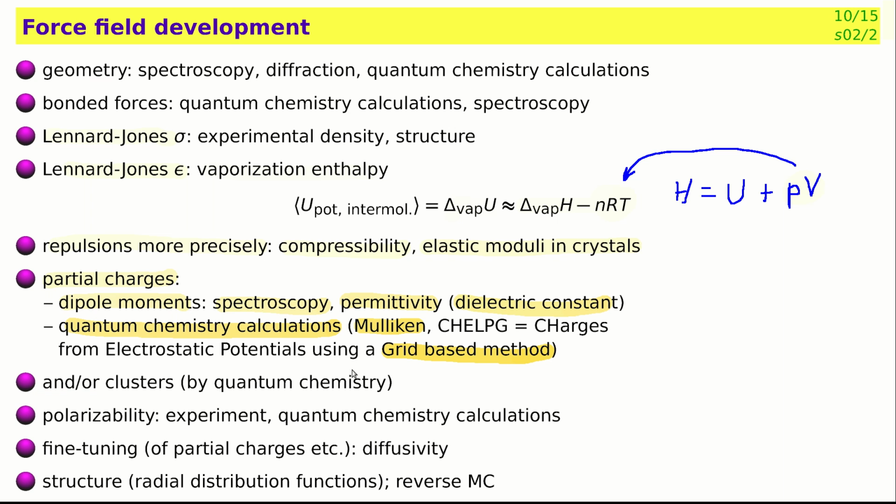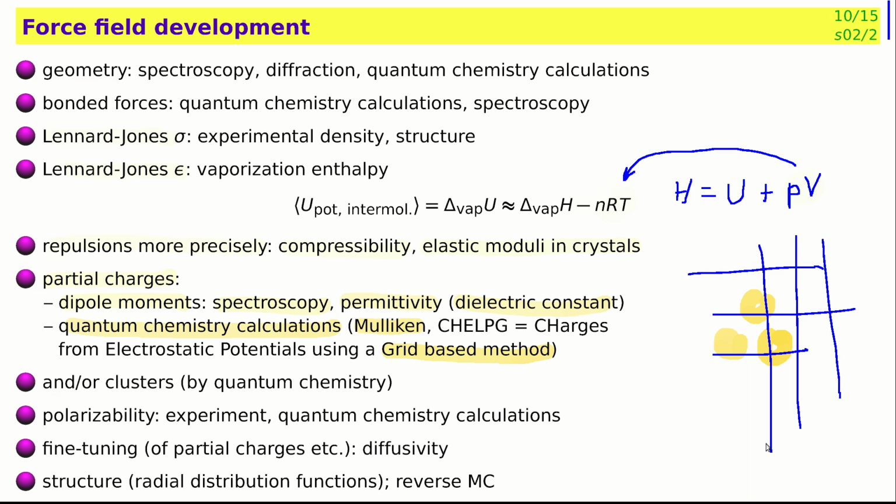These grid-based methods start with a molecule which is calculated quantum mechanically, and they put this molecule into a grid and calculate from the orbitals the electric field outside these molecules, or the electric potential at these grid points. And then they fit the partial charges at atomic nuclei in such a way that this best describes the observed electric field in the grid.